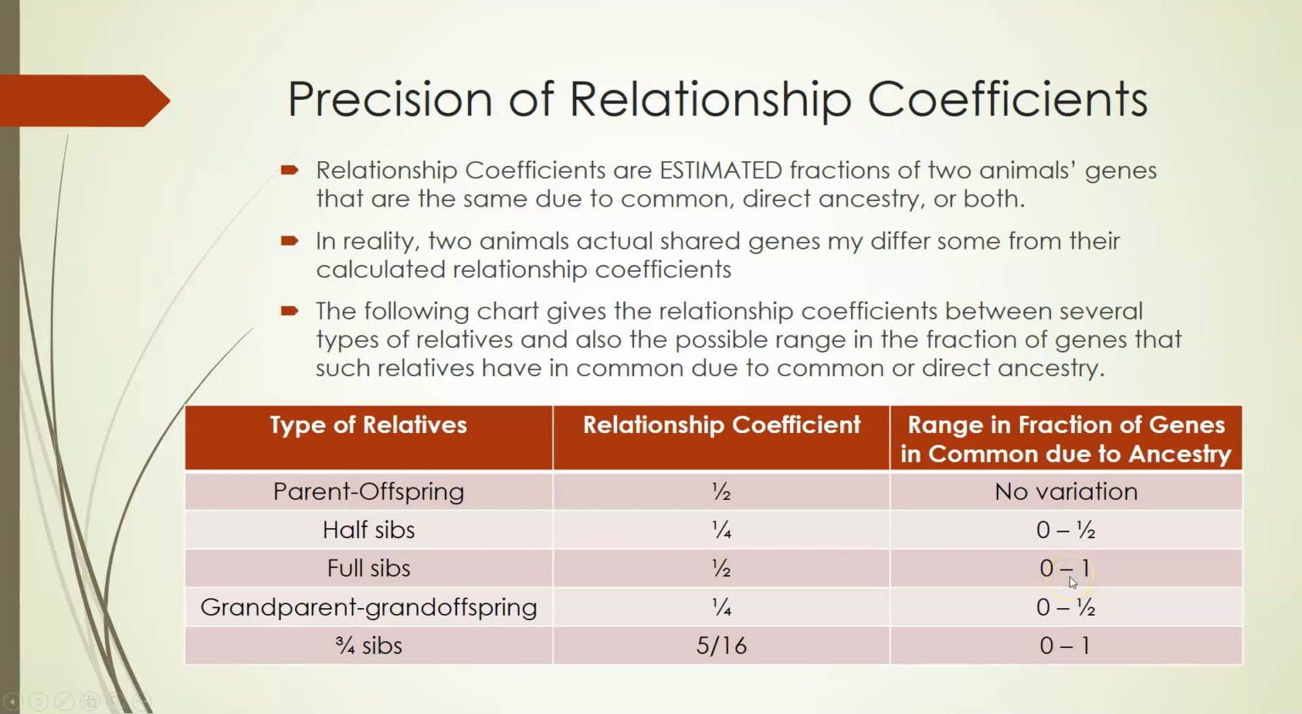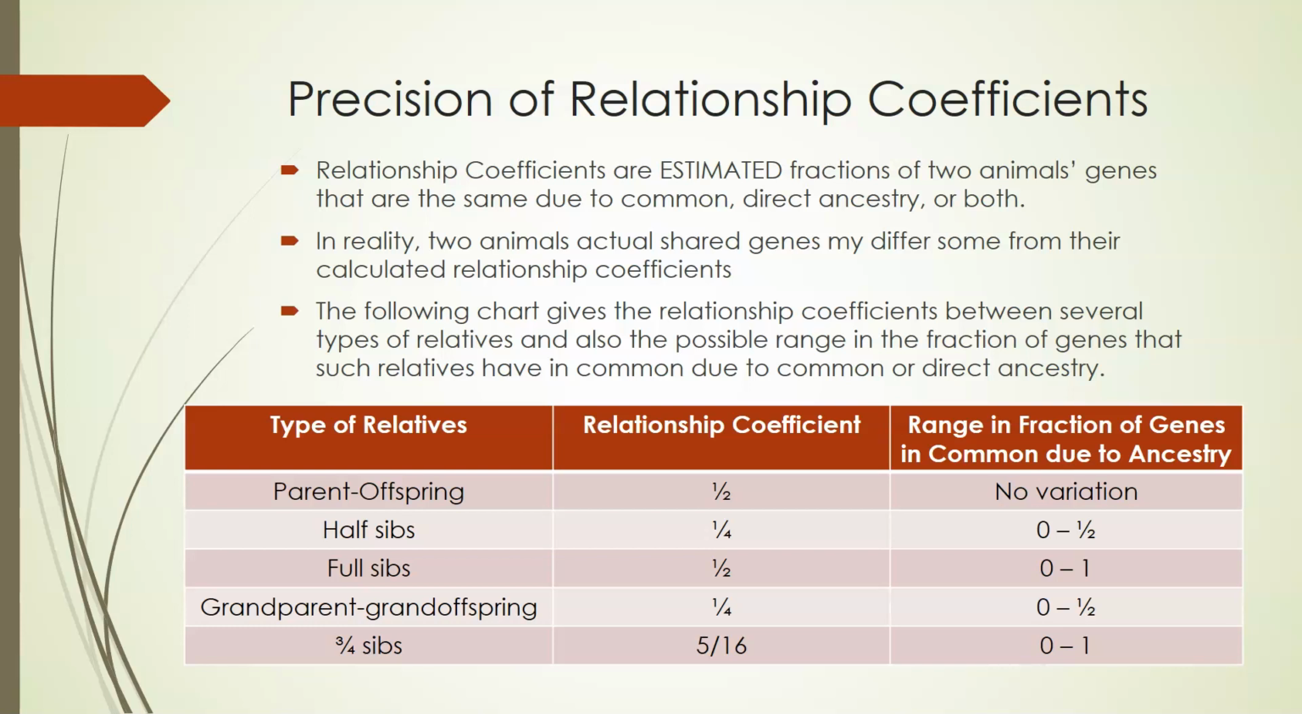So the farther away animals get, so grandparent, grand offspring, we're going to see a lower coefficient and the variation be different. 3/4 sibs, the relationship coefficient is going to be 5/16, but the variation could be from 0 to 1. So there is quite a bit of variation there. So why do we talk about it? Why did I just tell you that relationship coefficients have some error to them?